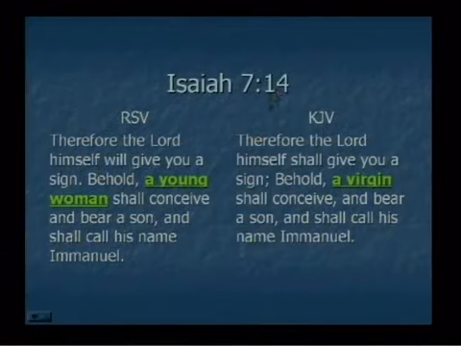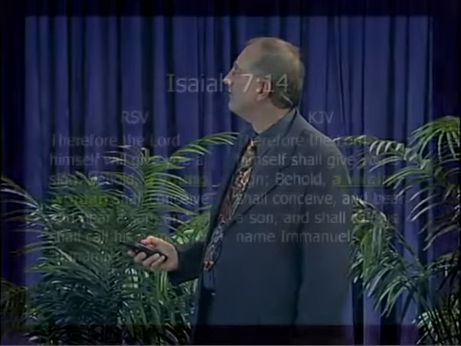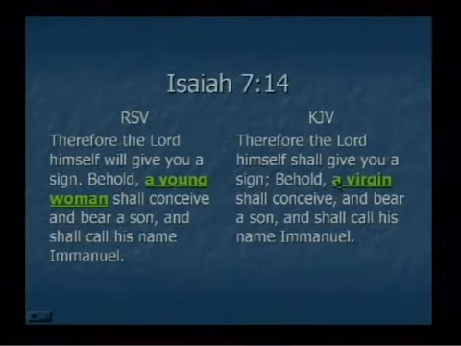Isaiah chapter 7 verse 14. Listen to this change. Therefore the Lord himself will give you a sign. Behold, a young woman shall conceive and bear a son, and you shall call his name Emmanuel. Please explain to me how a young woman conceiving a child can be a sign for anyone. Who could qualify? Everyone. So it's not a sign at all. It's pathetic. But the King James Version says, therefore the Lord himself will give you a sign. Behold, a virgin shall conceive and bear a son and shall call his name Emmanuel. Now that's a sign.